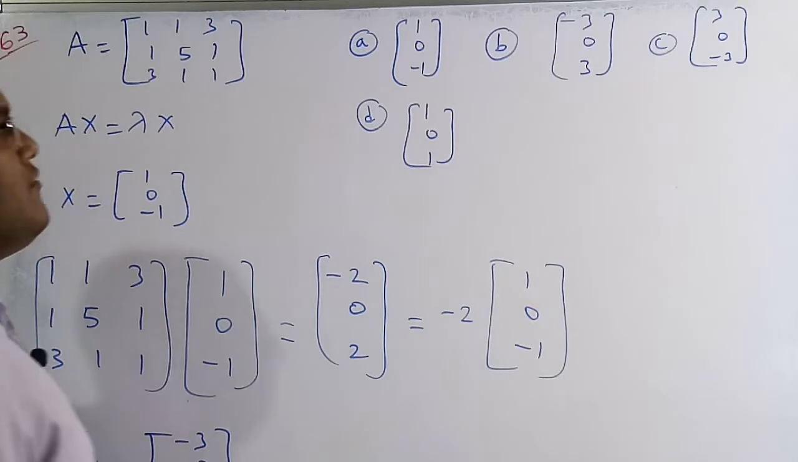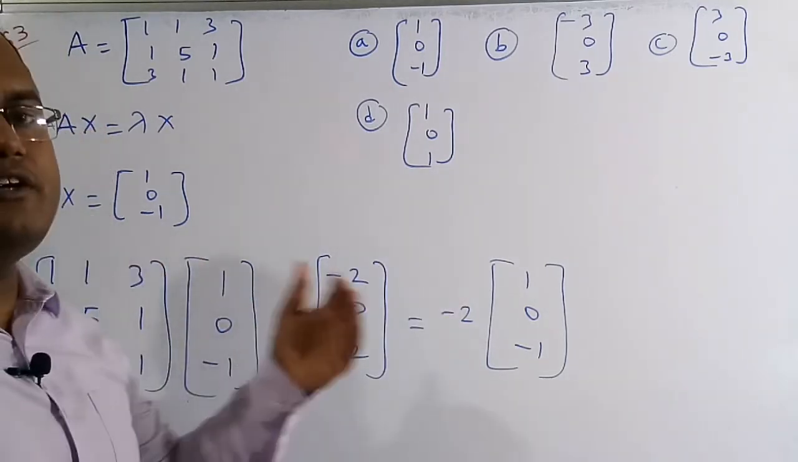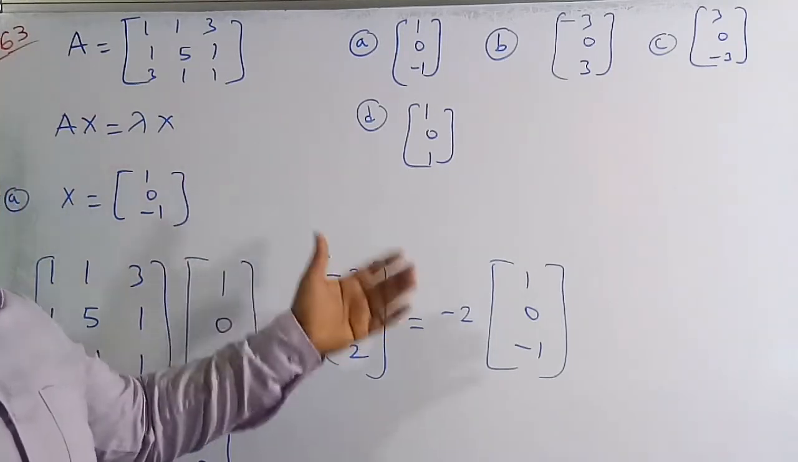Or we can say that we have to check which one is going to satisfy this condition and which one is not going to satisfy it; that one is called not an eigenvector. So we will do this process for each and every option.